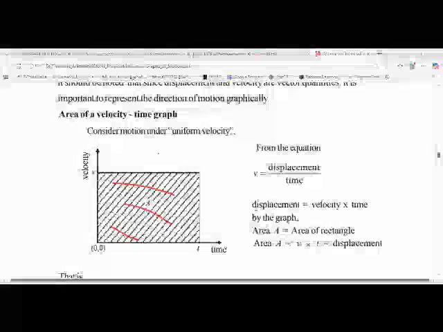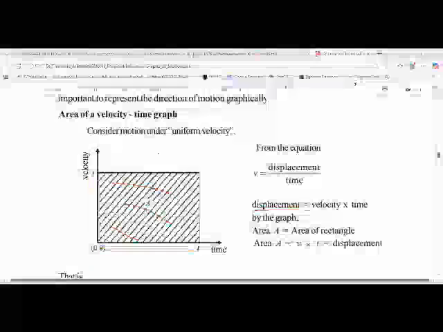Okay, it represents displacement. This rectangle, you can find it as length into breadth, and it's equal to displacement. A simple case. But it's not always a rectangle. It may be different shapes, maybe a triangle like this.